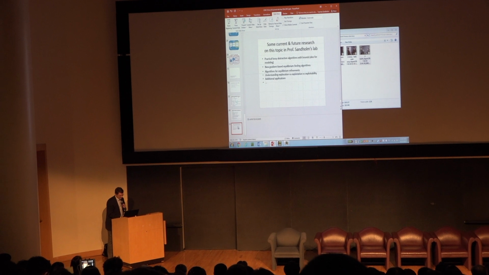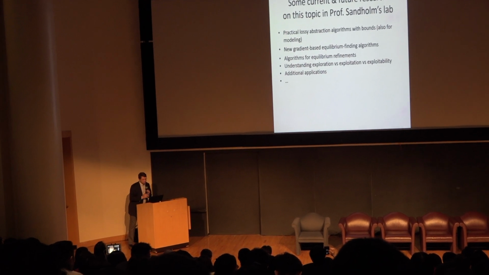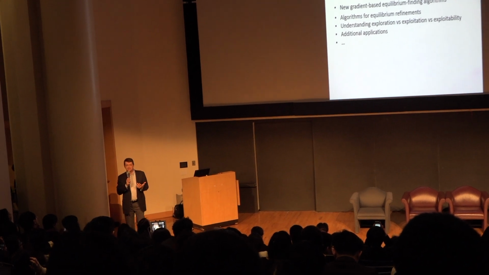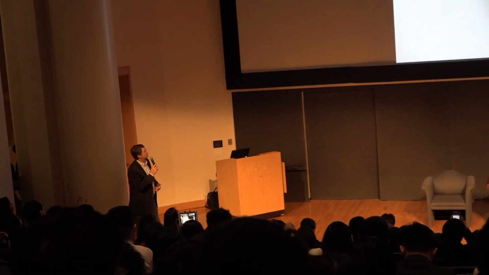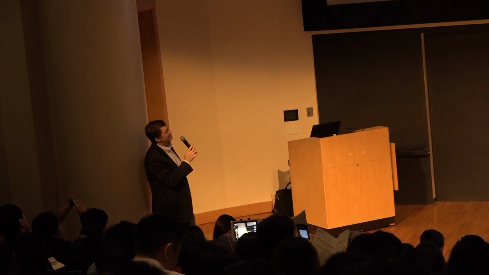All right, and last slide. So what are we currently working on in the lab? Well, many things, but here are some examples from this project in my lab. So we're developing practical lossy abstraction algorithms that have bounds on solution quality. And these can actually be used not just to abstract in order to buy time for solving, rather they can also be used for modeling.